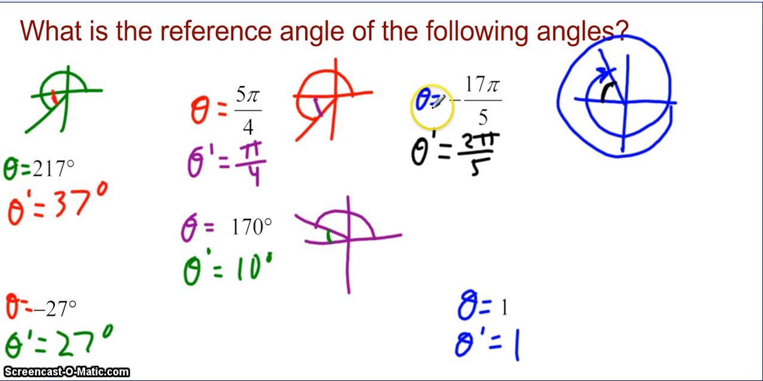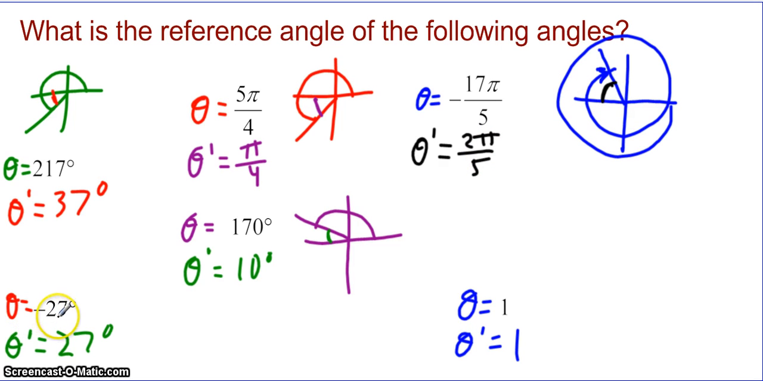Here, this one was a little tricky maybe. So if theta is negative 17 pi fifths, well, where is that? That's in the second quadrant. So if I go around, this is negative 5 pi fifths, negative 10 pi fifths, negative 15 pi fifths, and then up here is negative 17 pi fifths. So this angle here is going to be the reference angle, and that was 2 pi fifths.